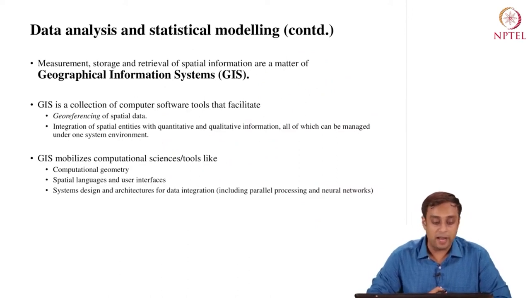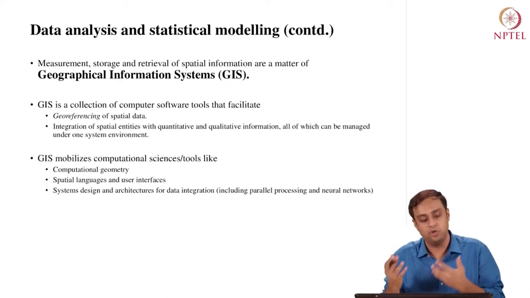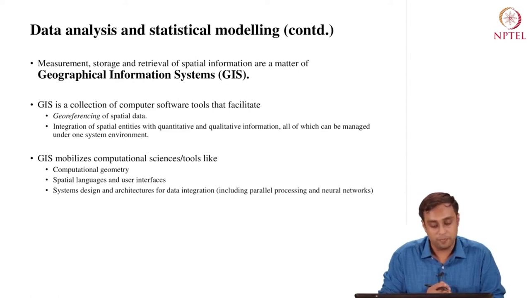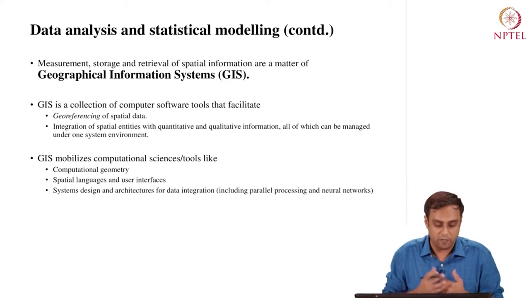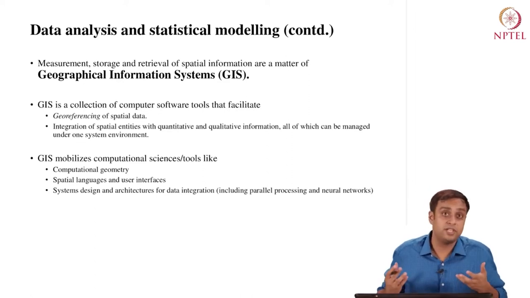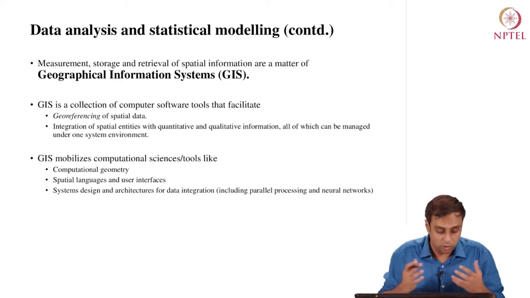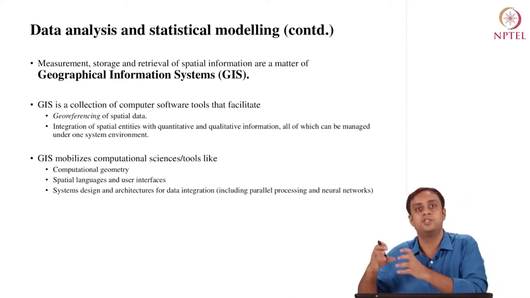So this is something we have talked about at length. One component of spatial data is measurement, storage, retrieval through GIS system. GIS is a collection of computer software tools that facilitate georeferencing of spatial data. We understand these things now. It also facilitates integration of spatial entities with qualitative and quantitative information. And then all of that can be managed in one environment. It mobilizes computational sciences, specifically computational geometry, spatial languages and user interfaces, something that we will look at. All of these components we will study. But this is about management, storage, and so on.